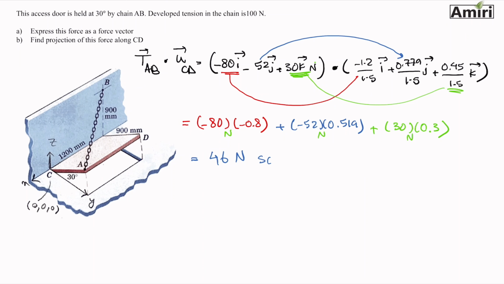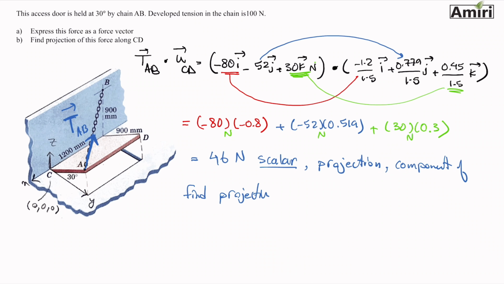And this is a scalar. This is a projection. This is a component of this tension that we found, tension AB, along direction CD. For practice, you can find the projection of the same force along AD, and then find the projection along CA. Totally random, those two random directions, just for practice.